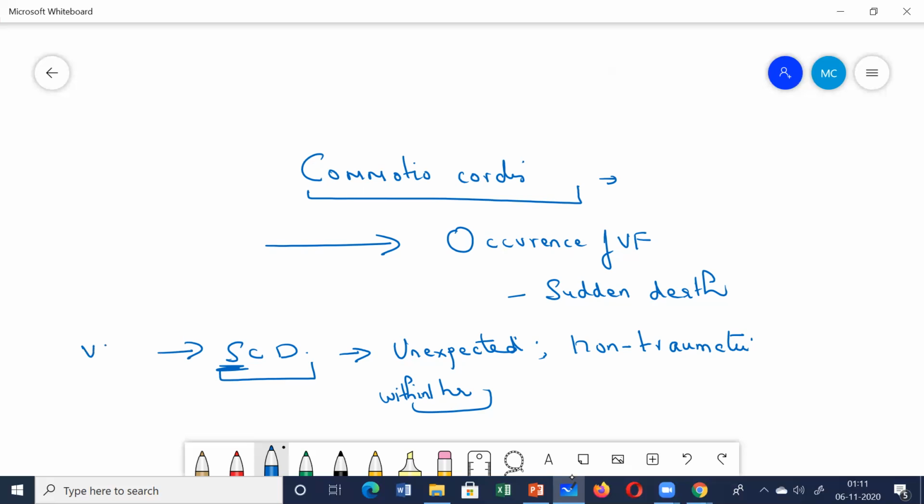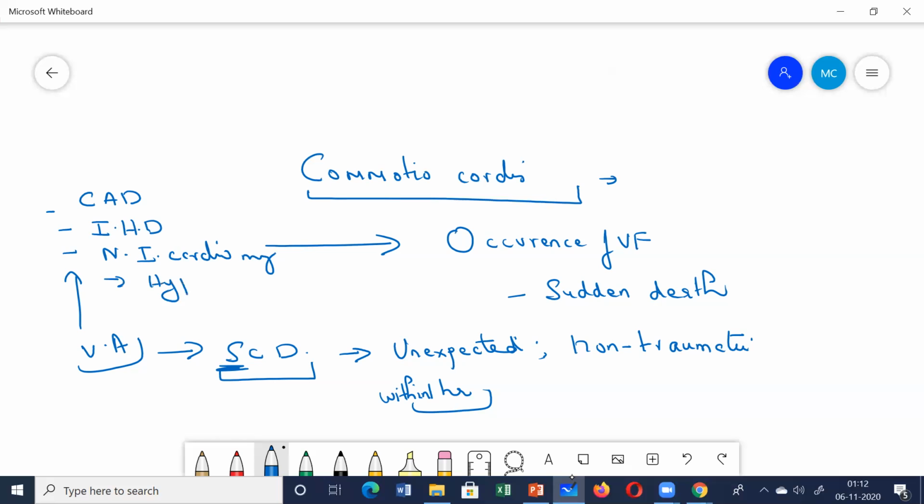ventricular arrhythmias. It can be ventricular tachycardia, it can be ventricular fibrillation. What can be the causes of ventricular tachycardia or ventricular fibrillation? The most common causes are coronary artery disease, ischemic heart disease, ischemic cardiomyopathy. It can also be non-ischemic cardiomyopathy, not necessarily always ischemic. It can be hypertrophic cardiomyopathy. All the heart conditions which you can remember, aortic dissection.